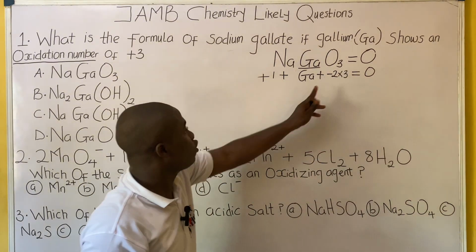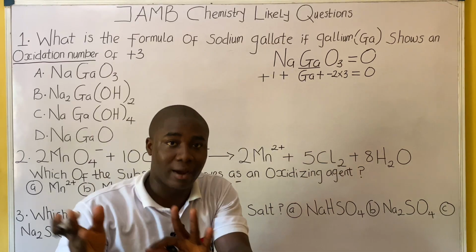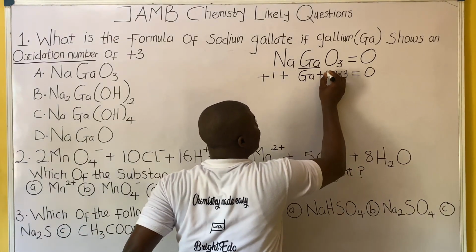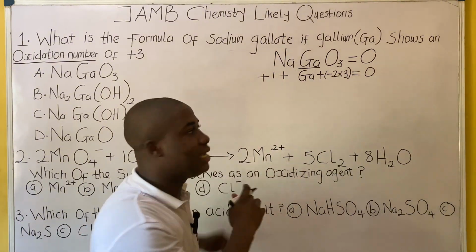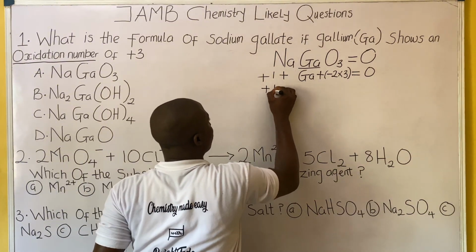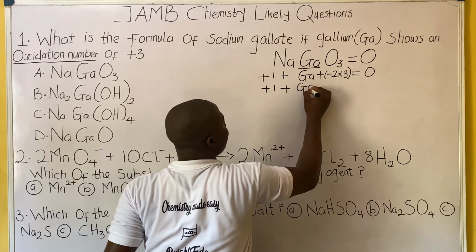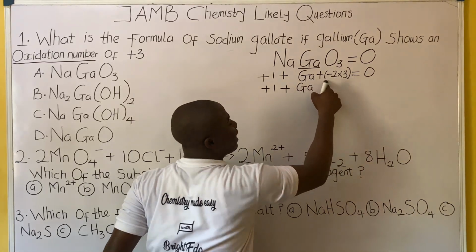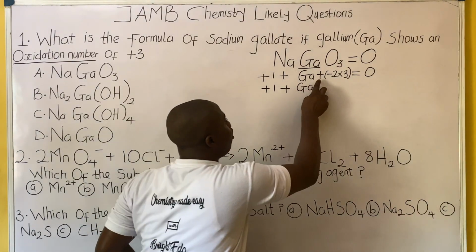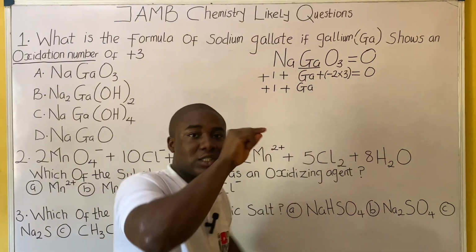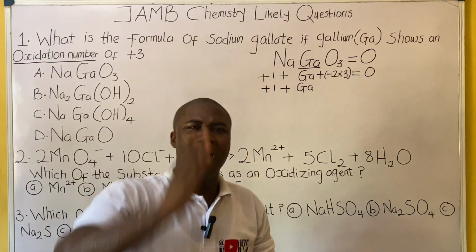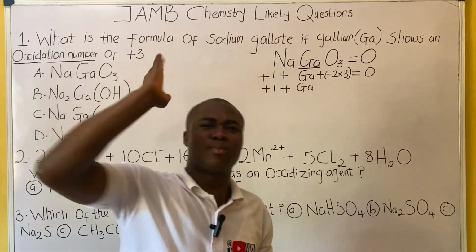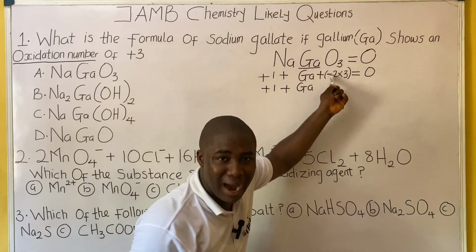Because this one has times, I don't want you to get confused. Simply put it in a bracket, which I just did. So let's further break it down. It's going to be still +1 plus gallium, which we are looking for. Now, plus bracket means times. So plus times minus is actually minus. Plus times plus is plus. Minus times minus is plus. But plus times minus is minus.